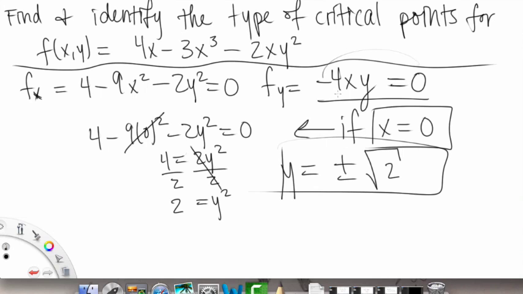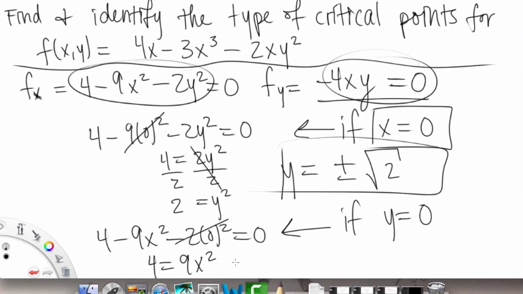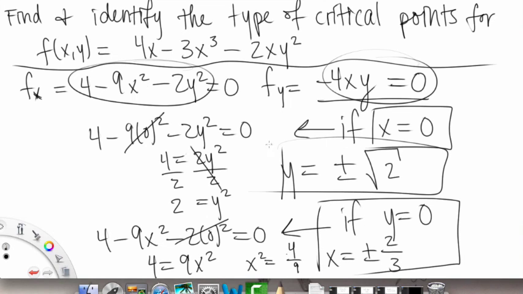Now we'll try y being equal to 0. So if y is equal to 0, what does this equation turn into? We have 4 minus 9x squared minus 0 squared. That term goes away, and we get 4 equals 9x squared. So x squared equals 4 over 9, and x is then plus or minus 2 over 3 after you square root. So this is another pairing of points. These top ones go together, and these bottom ones go together.